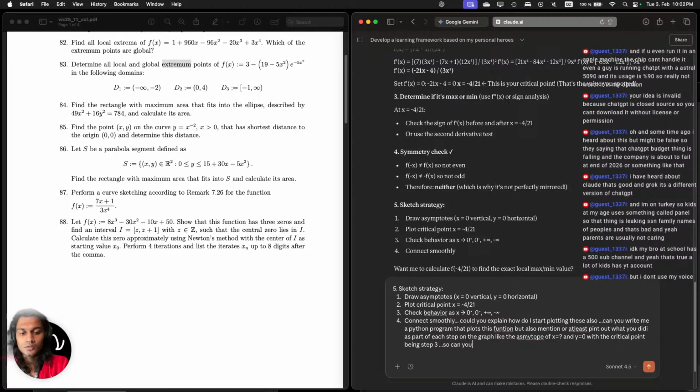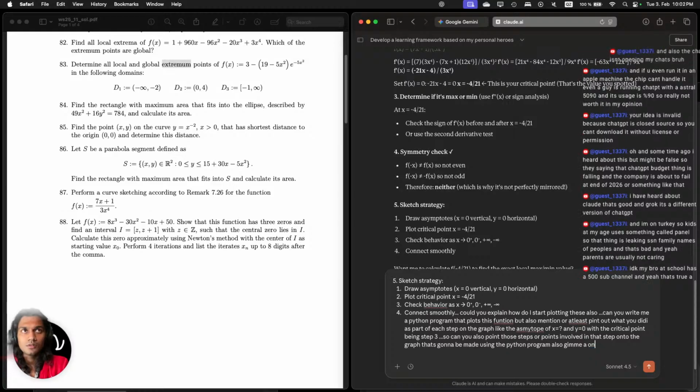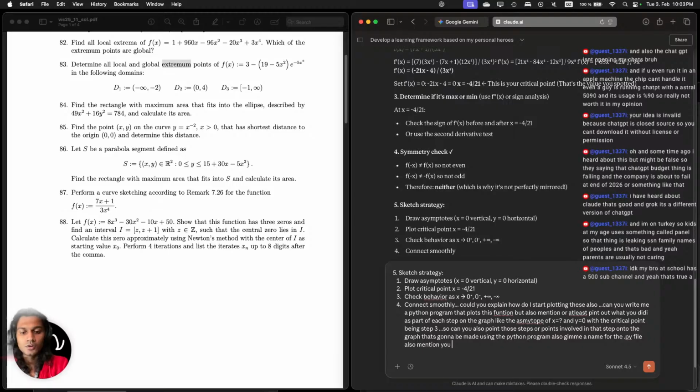So can you also mark those steps or points involved in that step onto the graph that's gonna be made using... also give me a name for the... also mention your name.